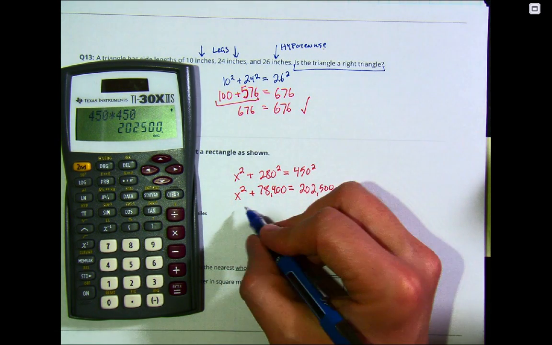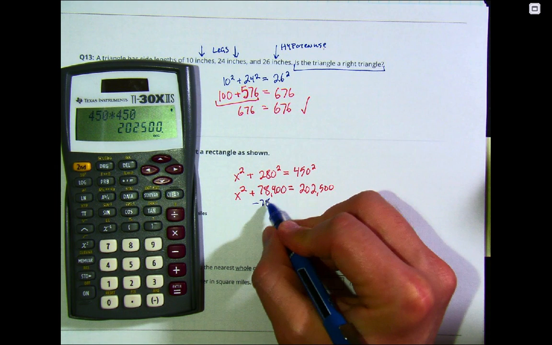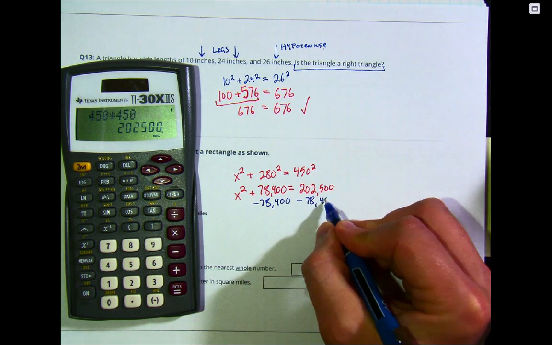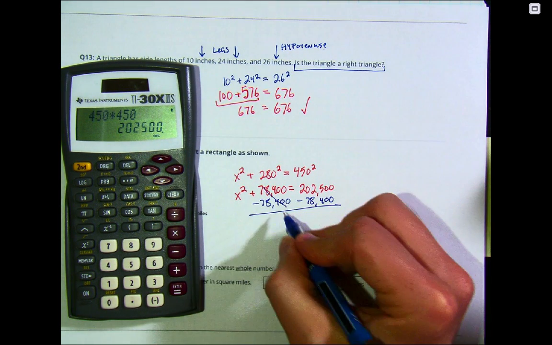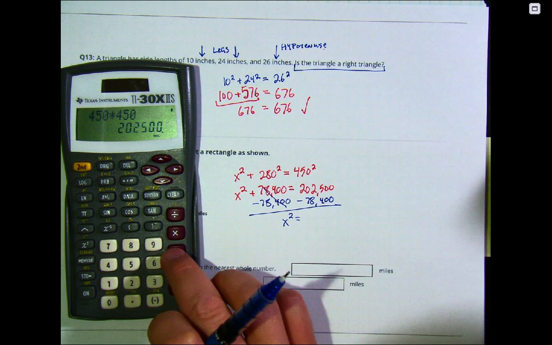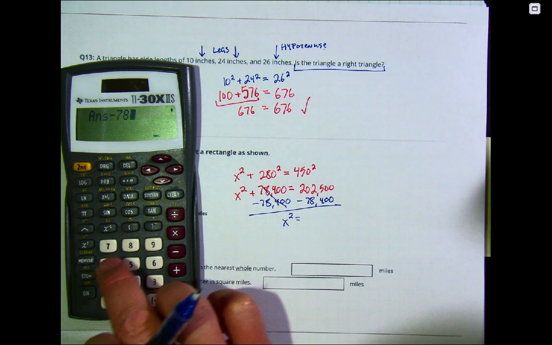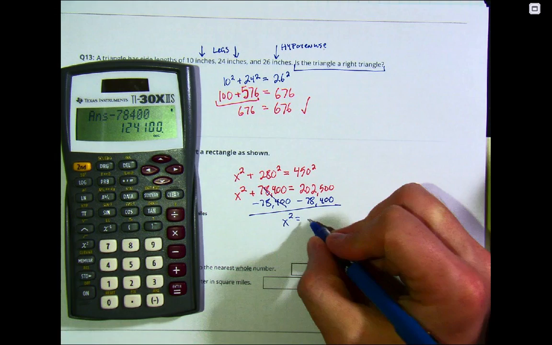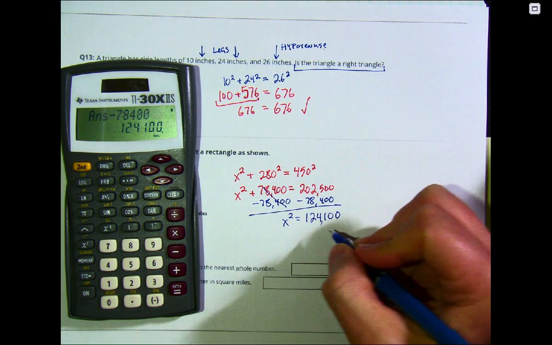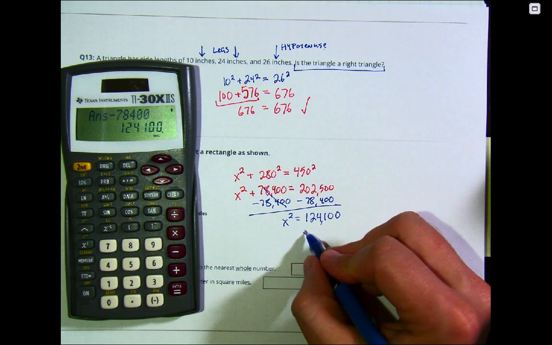And because this is a leg, I've got to subtract this from both sides so that I can get x squared by itself. So 202,500 minus 78,400 is 124,100. I'm going to unsquare that number to get x.